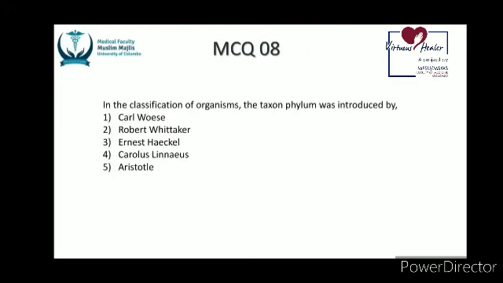Question number 8. In the classification of organisms, the taxon phylum was introduced by Carl Woese, Robert Whittaker, Ernst Haeckel, Carolus Linnaeus, Aristotle. Now, Carl Woese is an American microbiologist who discovered the prokaryotic organism group called Archaea. And Robert Whittaker is an American ecologist. He proposed the 5-kingdom classification.